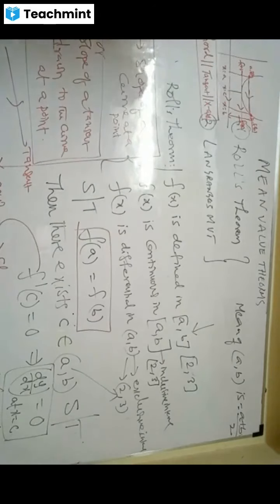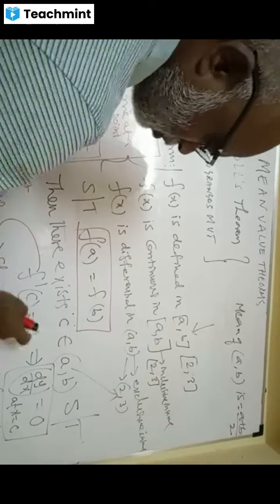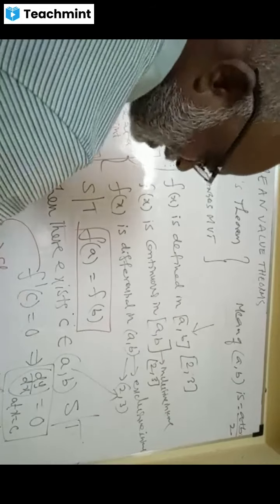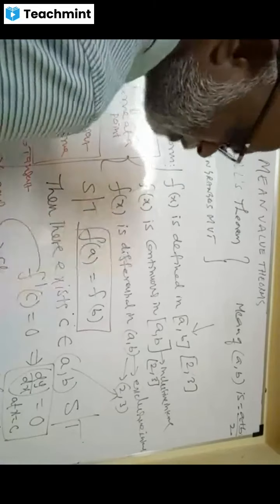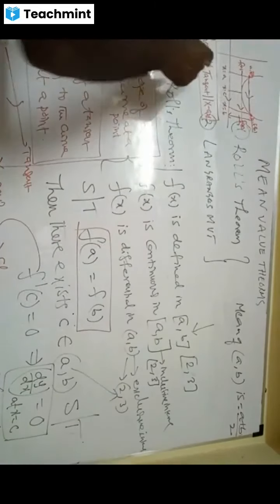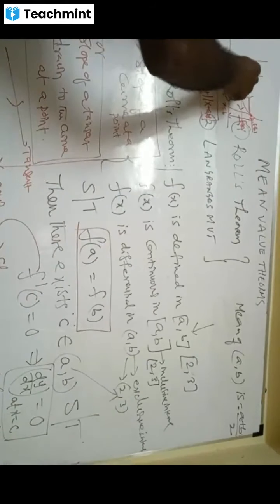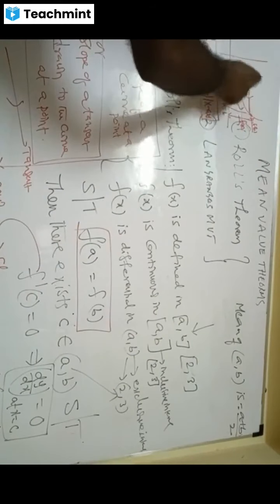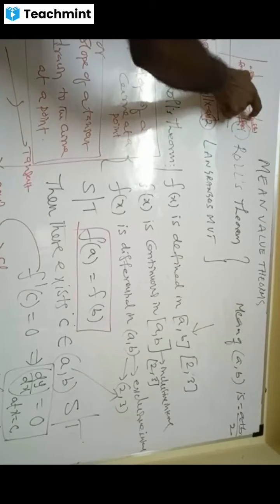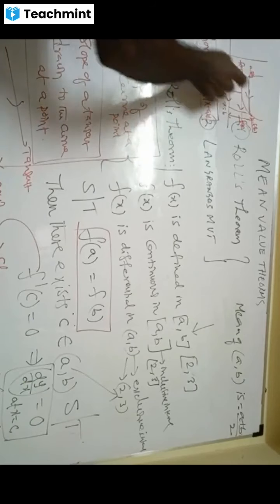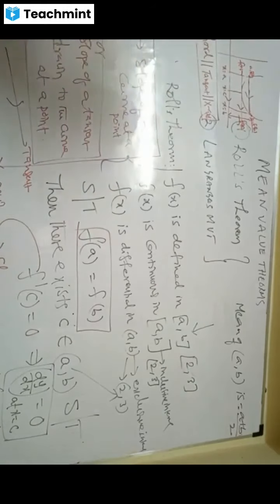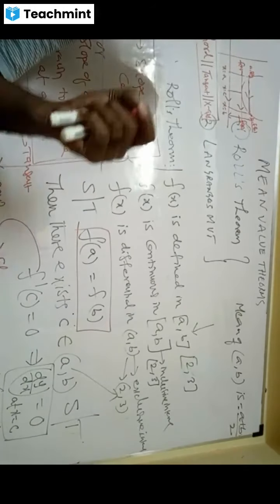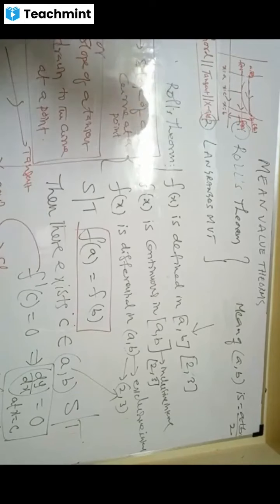I think we understand better now. The slope is 0 here. f dash c equal to 0 means the slope of a tangent at c comma f of c is 0. Slope is 0 means the tangent is parallel to the x-axis. Already there is a chord by joining the x equal to a and x equal to b points. The chord, tangent, and x-axis, all three of them are parallel. That is the case of our Rolle's theorem.